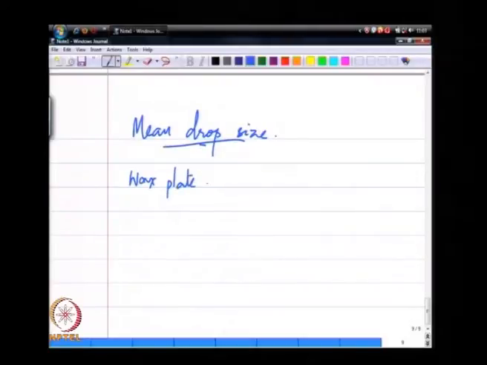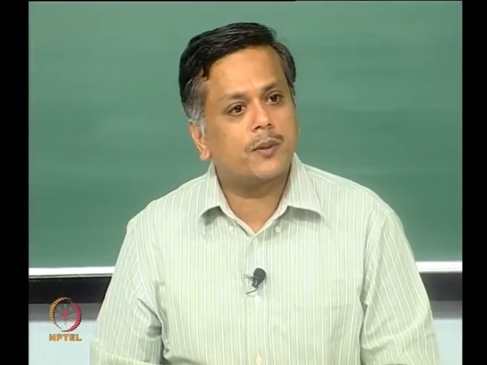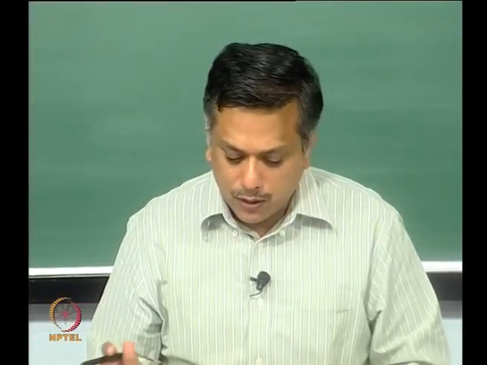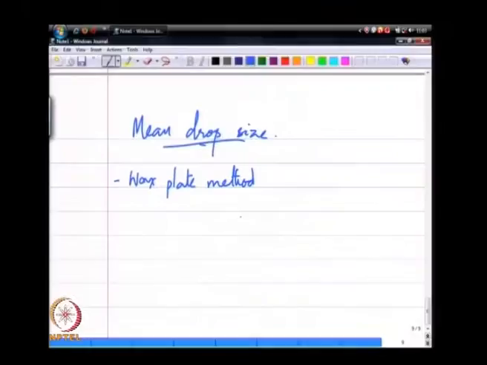Now, you will probably not find anybody using this today, because there are optical tools that will do this for you, but I still think there is value in this. It is a very simple technique that you can use, that in a day's time you can build something on your own and get an estimate of what the drop size may be. Okay. So, how does this work?